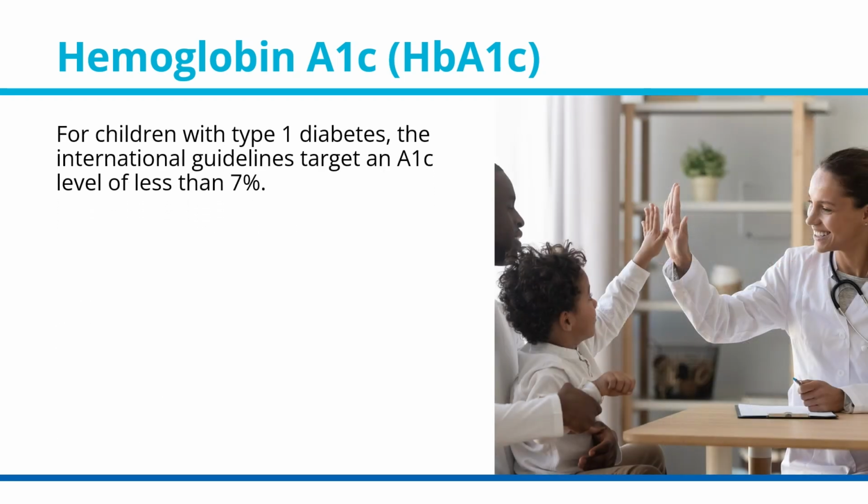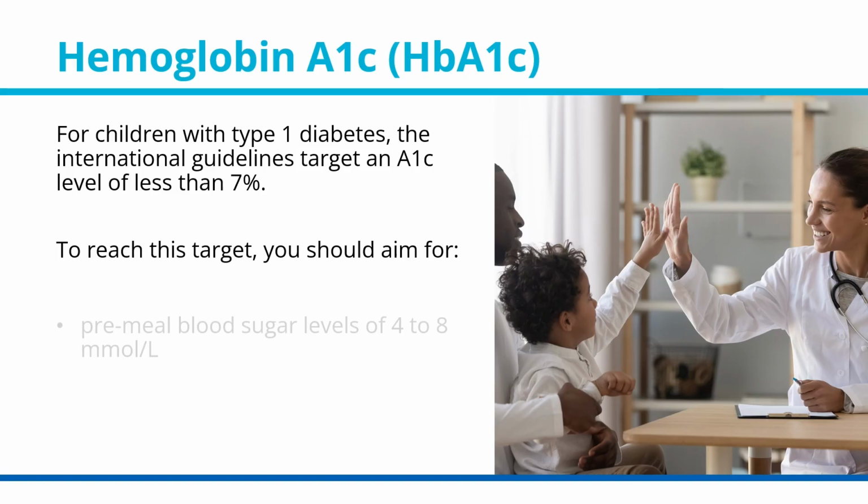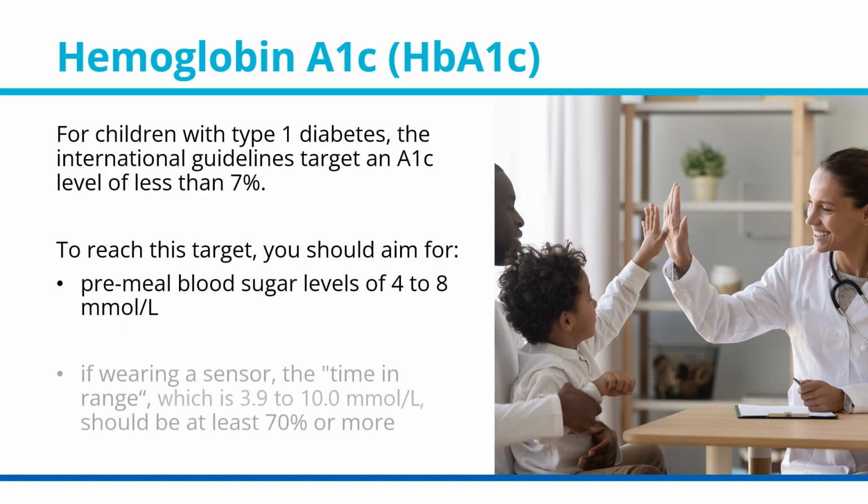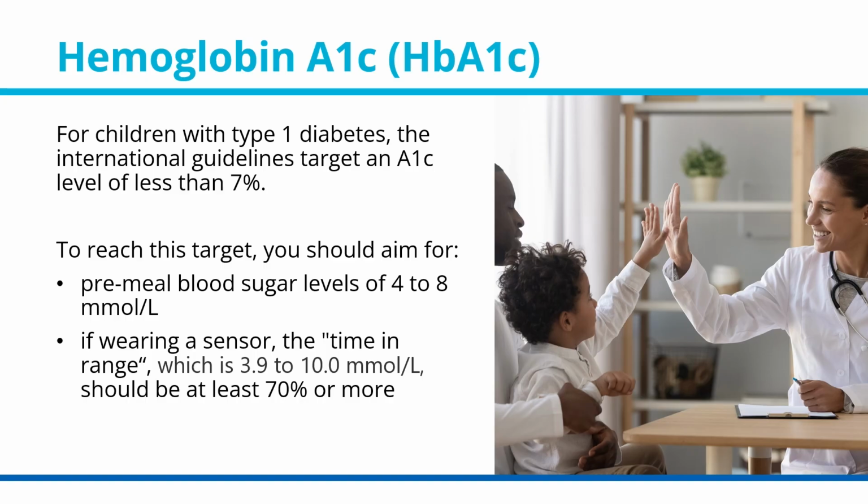For children with type 1 diabetes, the international guidelines target an A1C level of less than 7%. To reach this target, you should aim for pre-meal blood sugar levels of 4 to 8 millimoles per liter, and if wearing a sensor, the time in range, which is 3.9 to 10 millimoles per liter, should be at least 70% or more.